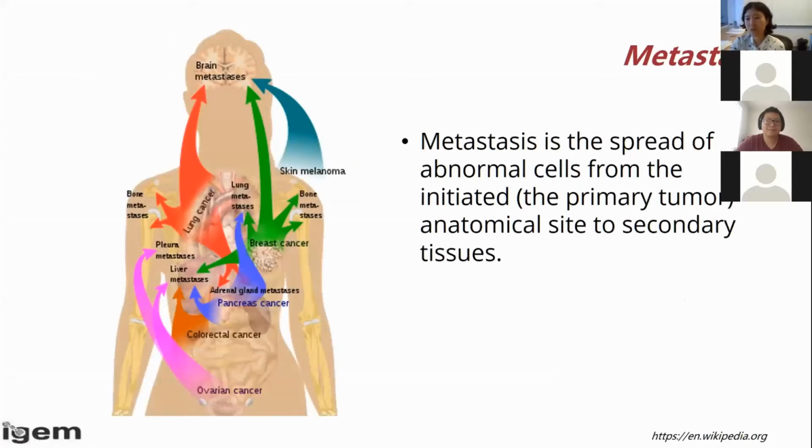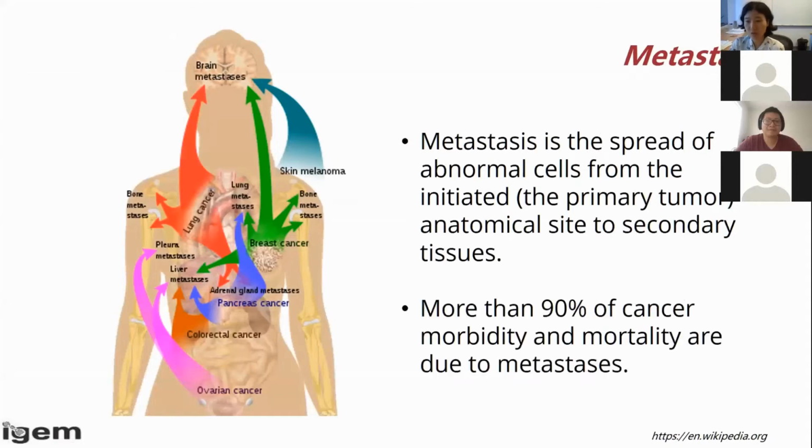Metastasis is the spread of abnormal cells between tumor sites. For example, when a cancer cell in skin melanoma moves to the brain, it's called brain metastasis. Most cancer deaths are due to metastasis.